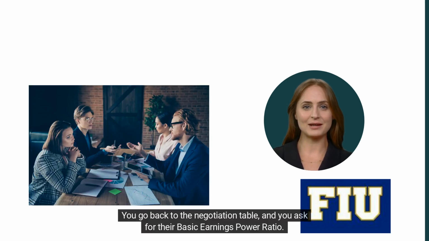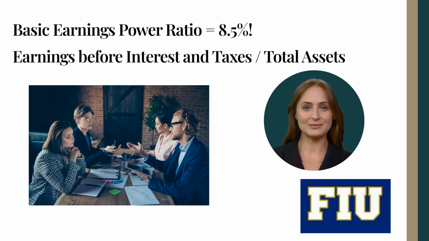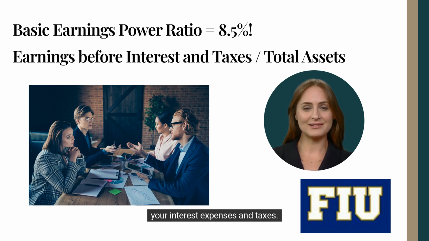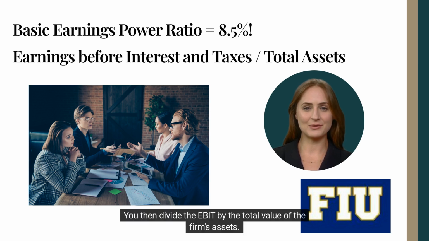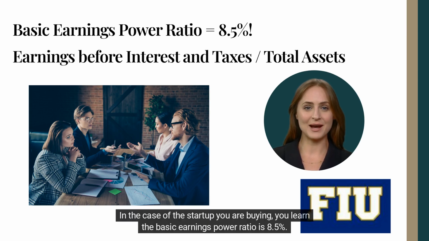You go back to the negotiation table, and you ask for their basic earnings power ratio. In contrast to ROA, you do not consider net income, but instead, you look at the earnings before paying your interest expenses and taxes. That is the EBIT. You then divide the EBIT by the total value of the firm's assets. In the case of the startup you are buying, you learn the basic earnings power ratio is 8.5%.